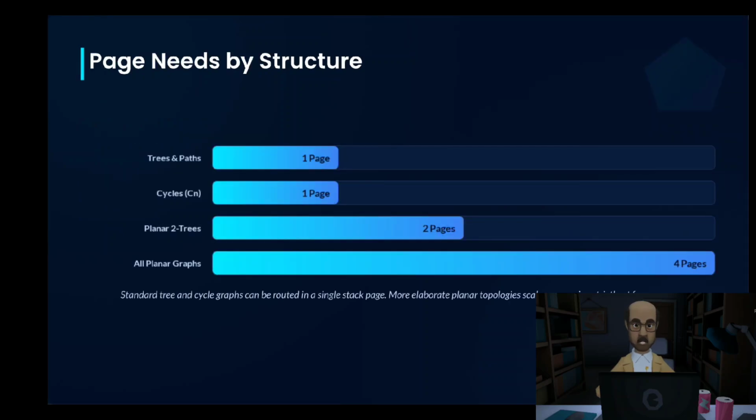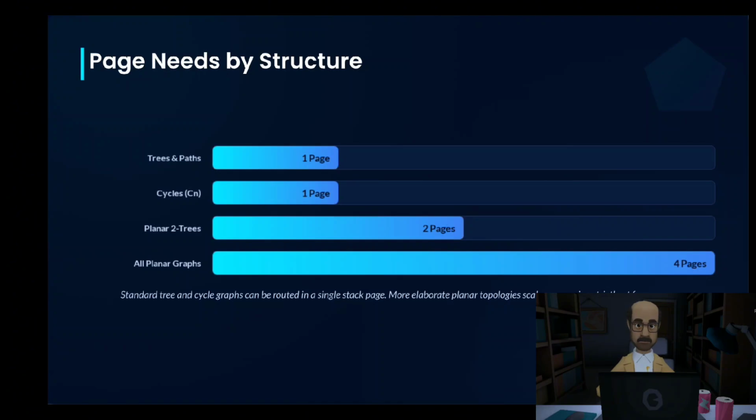Now, let's look at how different graph structures affect our book thickness requirements on this slide, titled Page Needs by Structure. As a general rule, standard tree and cycle graphs can be routed in a single stack page. Looking at the data chart, we can see that simpler networks like trees and paths require only one page. Similarly, closed loops or cycles, C sub n, are also highly efficient, needing just one page to be cleanly embedded.